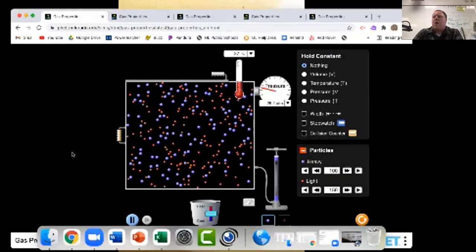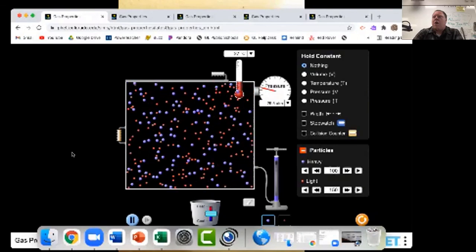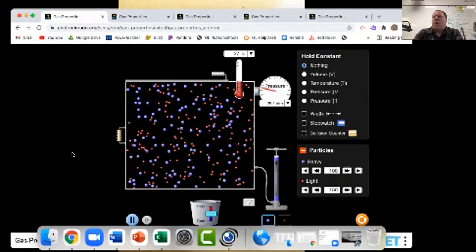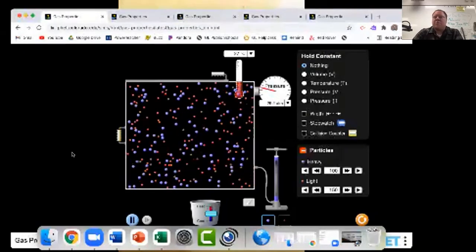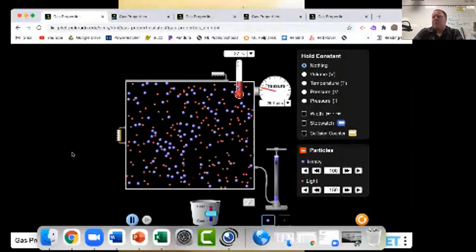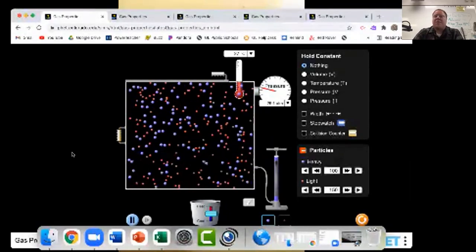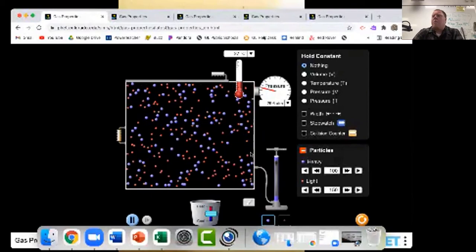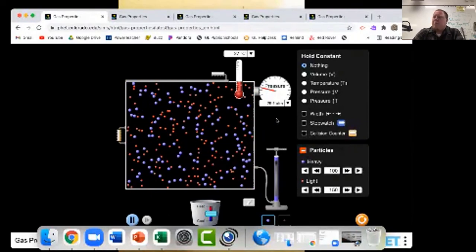Okay, now you may notice that the red are moving faster. That is because they have the same temperature, the same amount of energy as the blue, but the red ones are smaller. Because they are smaller, the same amount of energy means they're going to move faster. So it is speed, but if it's a larger molecule, it's going to move slower with the same amount of energy, so same temperature. Okay, so they're smaller, but they're bouncing around, and now we're up to 29 atmospheres.